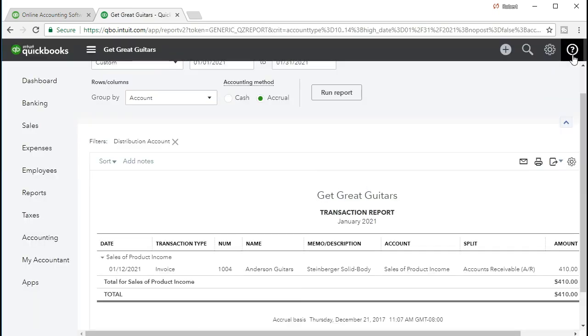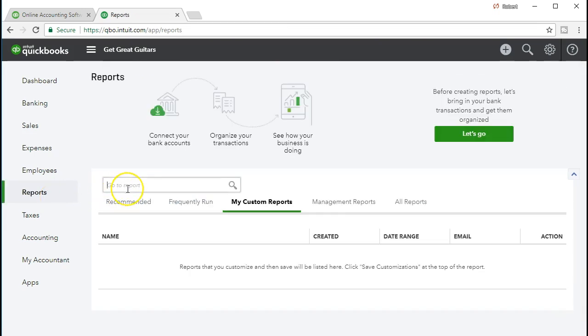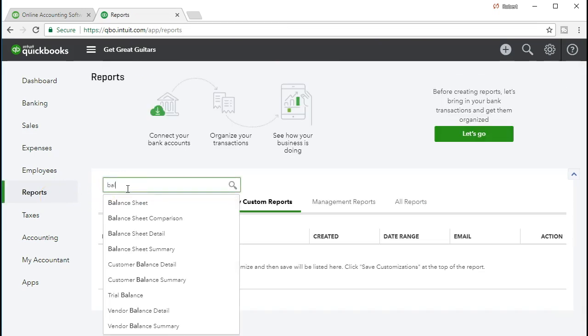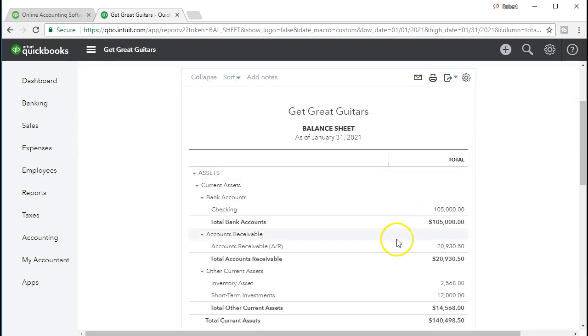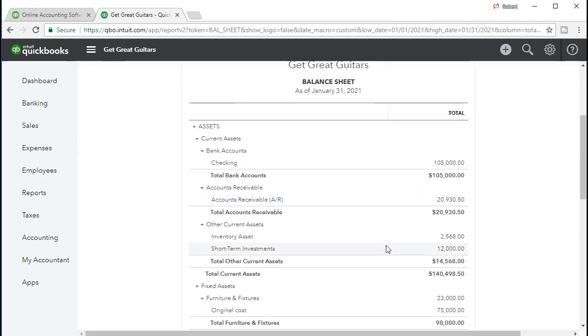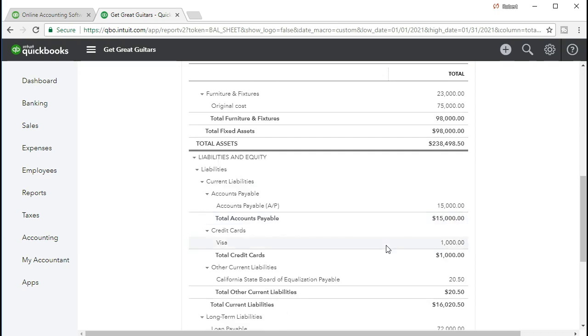That's going to be back on the balance sheet. So I'm going to go back to the reports over here. We're going to go to the balance sheet again. So balance sheet. We'll change the dates once again to 01/01/21 to 01/31/21. Run the report. And on the balance sheet, we then should have a liability, we would think, of sales tax payable.